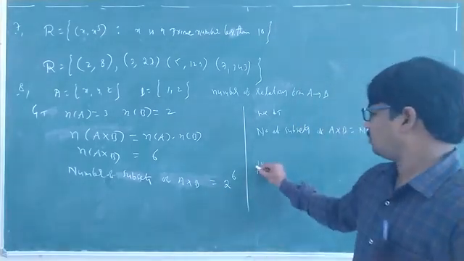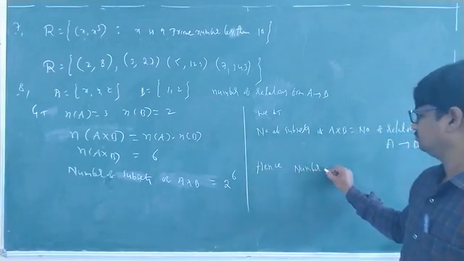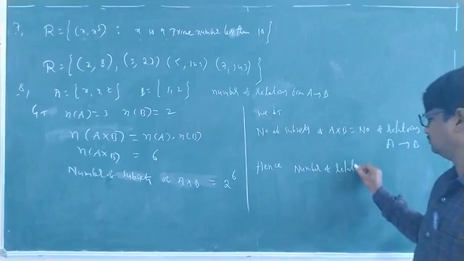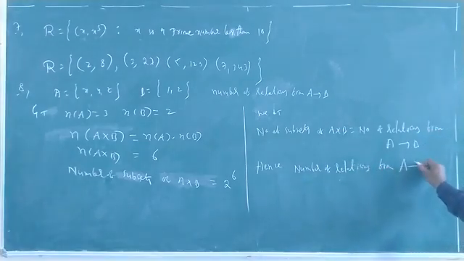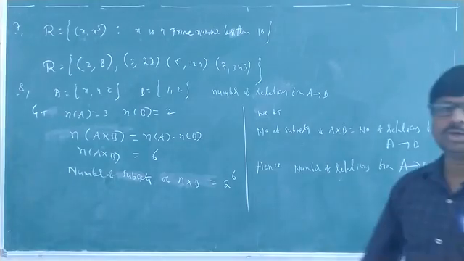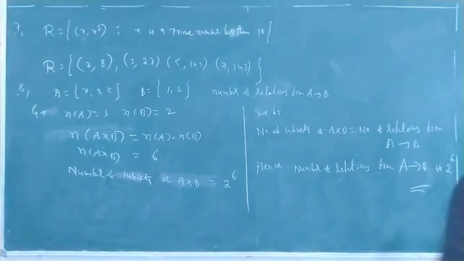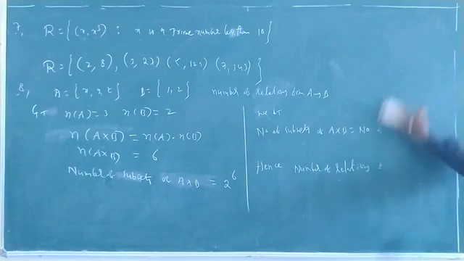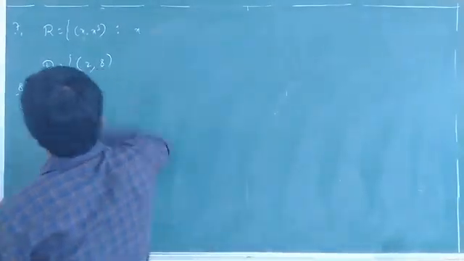Hence we write the number of relations from A to B is 2 power 6. 2 power 6: 2 power 5 is 32, 32 times 2 is 64. So 64 relations will be there. Remember this one. It is question number 8.